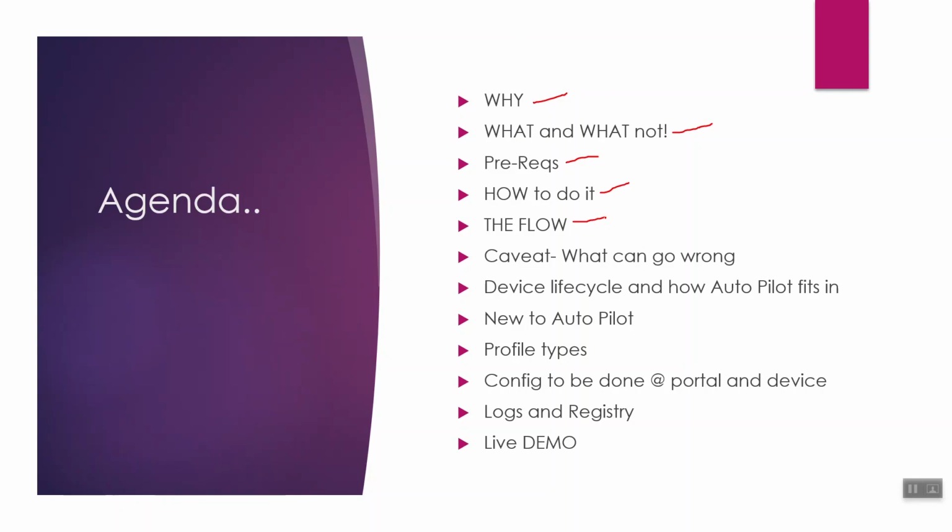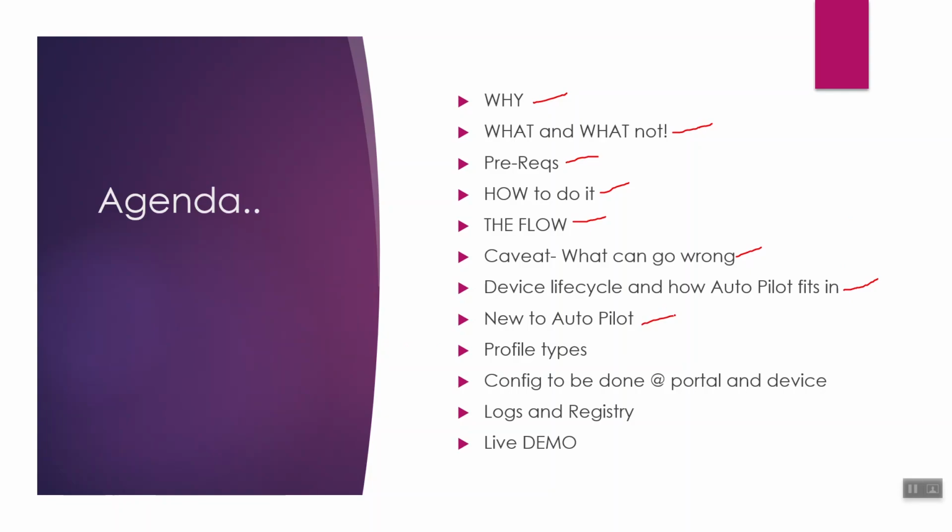Then we will look at common caveats, like what can go wrong with the flow at any point of time during the life cycle of an Autopilot. What can possibly go wrong, and if anything is going wrong, then how to determine that and how to fix that. So we'll be taking a look at that. Then we will be taking a look at the life cycle of a device and where exactly Autopilot fits into that life cycle.